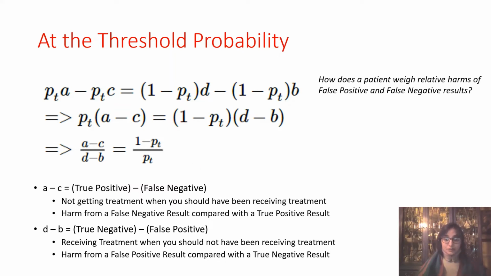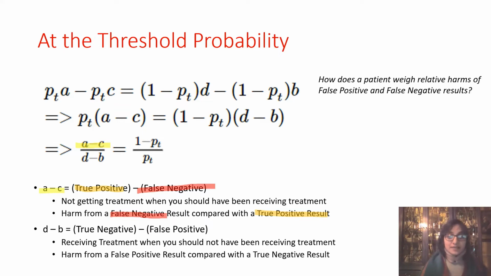You'll notice that this numerator here is A minus C. A is a true positive and C is the value from a false negative. So it's telling us the consequence of not getting treatment when you should have been receiving treatment. What is the harm from a false negative result compared with a true positive result? What is this difference here? That's what it's looking at.